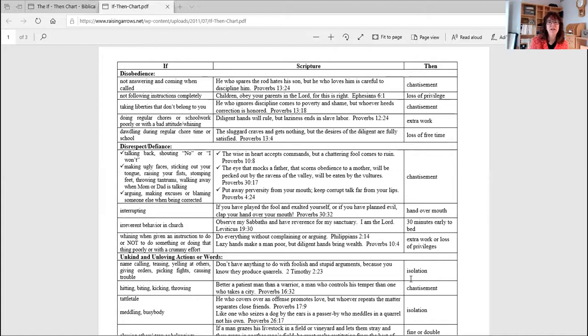Okay. If you're a Bible follower and you want some scripture, disobedience for not answering and coming when called. He who spares the rod hates his own son, but he who loves him is careful to discipline him. We want to discipline our children. They will not function in the world if they do not have discipline. And so then there's some chastisement that needs to happen. So that you have your if-then chart.